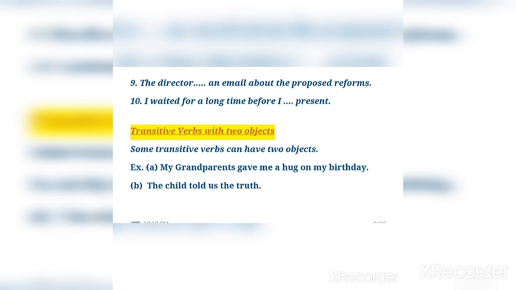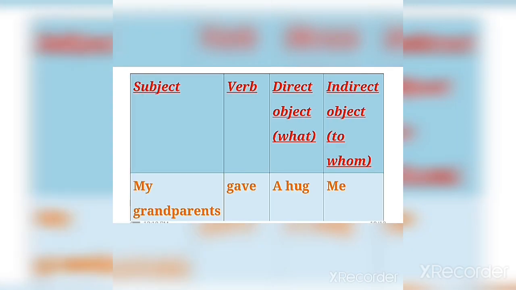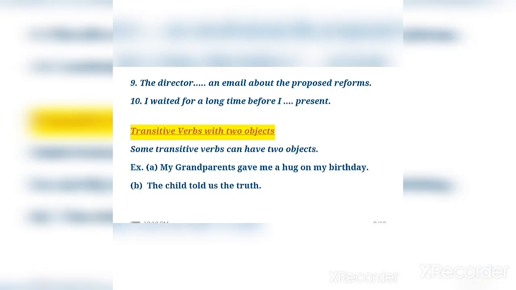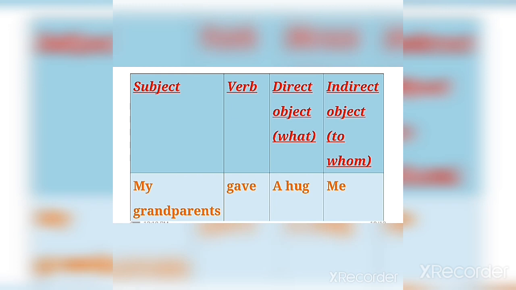So the hug is a direct object that is already mentioned here, and then after, if I question the my grandparents give me a hug. Okay, my grandparents give a hug to whom? So the answer will be me. So in that case we will get our indirect object. So I hope it is very clear how to identify direct and indirect object.